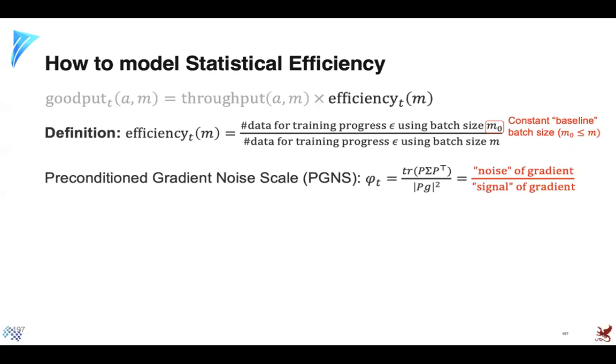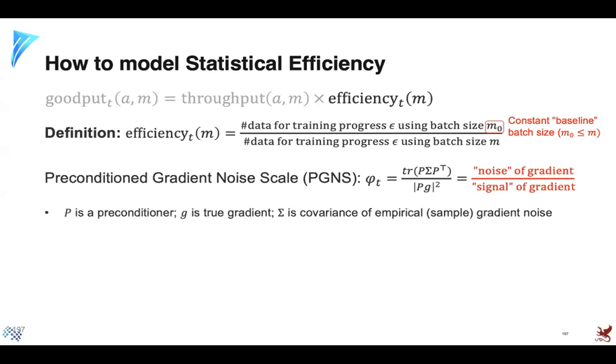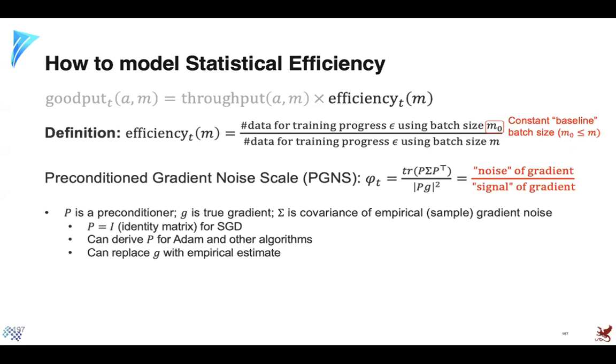The preconditioned gradient noise scale is an extension over the gradient noise scale, which was also published very recently. The preconditioned gradient noise scale can be denoted as PGNS, and intuitively it can be thought of as the noise of the gradient divided by the signal of the stochastic gradient during training. P is a preconditioner matrix, G is the true gradient, and sigma here is the covariance of the gradient noise. For algorithms like normal SGD, the preconditioner is the identity matrix, and the preconditioner can be similarly derived for Adam and other more adaptive types of optimizers. We can replace G with an empirical estimate of the gradient.